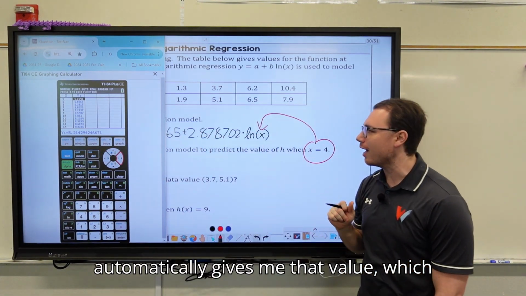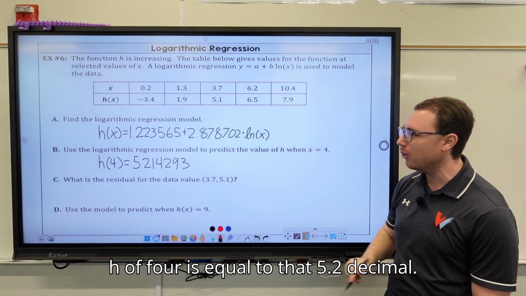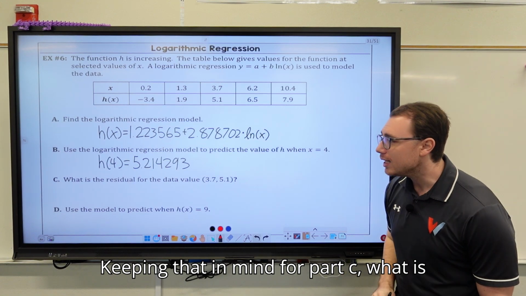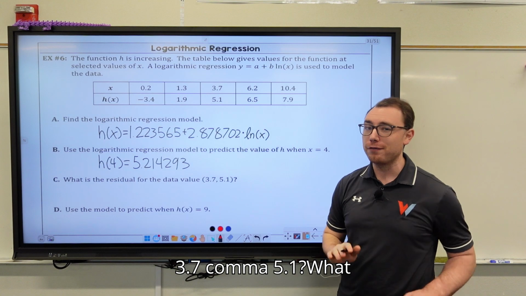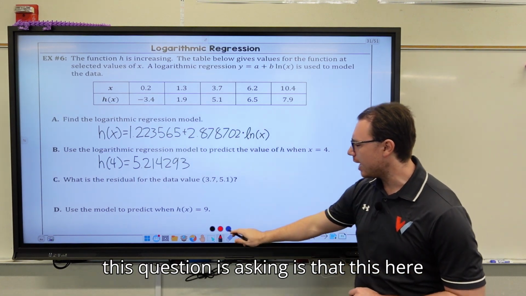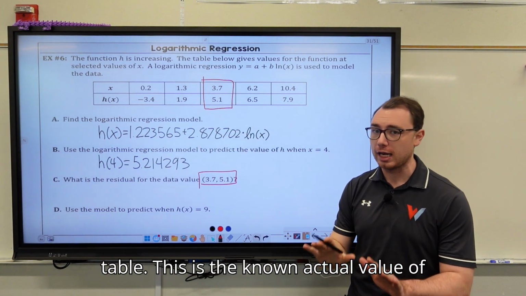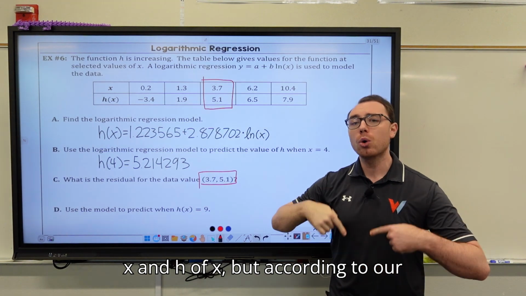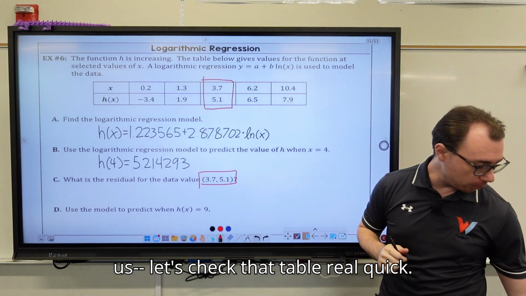It automatically gives me that value, which I can bring into our guided notes, where h of 4 is equal to that 5.2 decimal. Keeping that in mind for part C, what is the residual for the data value at 3.7, 5.1? What this question is asking is that this here is a given data value from our table. This is the known actual value of x and h of x. But according to our regression model, 3.7 gives us, let's check that table real quick.